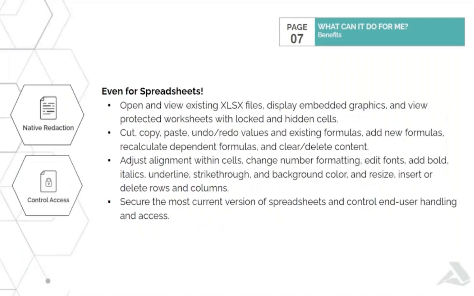And as a recap, if your application needs to consume more than doc files, we even do spreadsheets. Prism Doc can handle any XLSX file type, and that comes with the native editing and redaction functions that Excel would typically have, as well as the access controls that Excel would usually have.